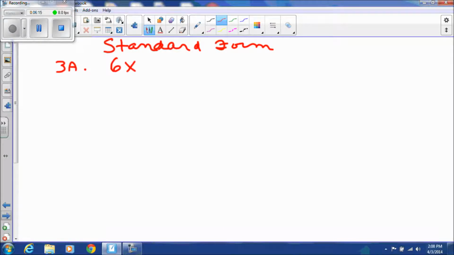We have the polynomial 6x minus 7x to the 5th plus 4x squared plus 9. We want to write it in standard form. When we write these polynomials in standard form, we put the terms in order from highest degree to least degree. You'll only have to do this when you have a single variable.